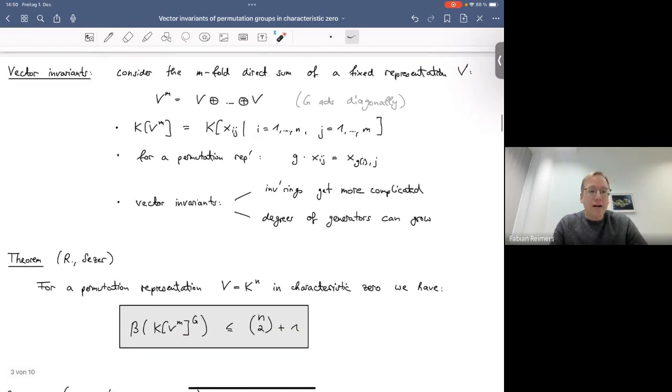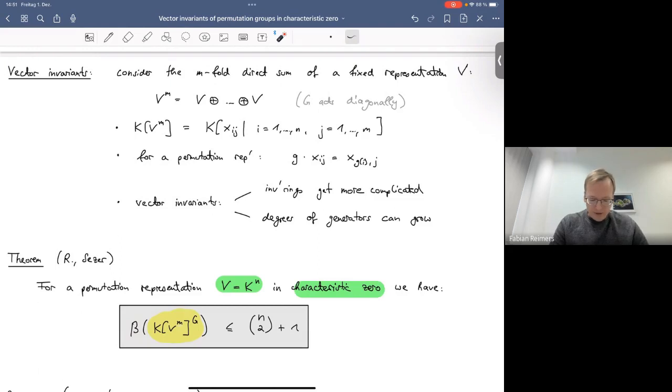So for a permutation representation of this finite group G in characteristic 0, where n is the degree of the representation, we have a similar bound to Goebbels' bound. We have that the invariant ring of the vector invariants is generated by invariants of degree at most n choose 2 plus 1.